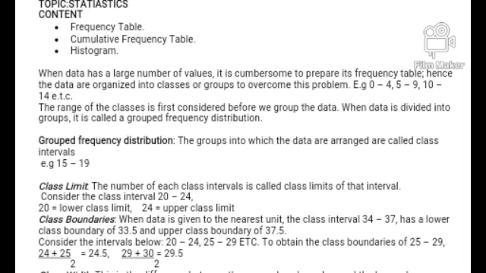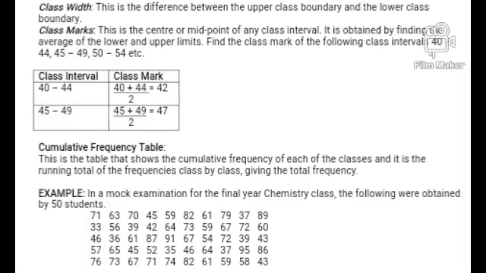Then the class boundary. When data is given to the nearest unit, the class interval 34 to 37 has a lower class boundary of 33.5, that is, you subtract 0.5 from 34, and the upper class boundary is 37.5, that is, you add 0.5 to 37. You can also consider the intervals 20 to 24 and 25 to 29. You divide 24 plus 25 over 2 to give you 24.5, and 29 plus 30 over 2 to give you 29.5. Now the class width, this is the difference between the upper class boundary and the lower class boundary.